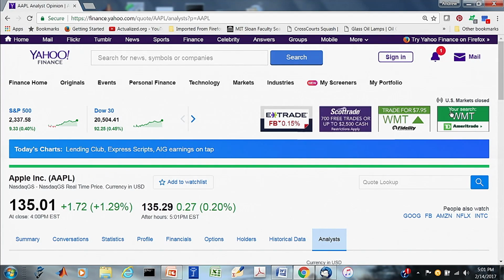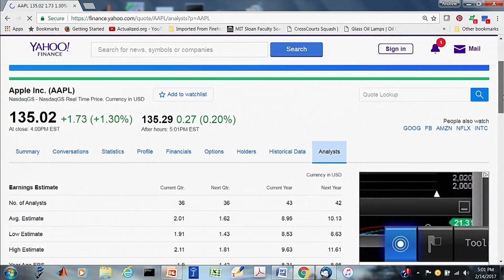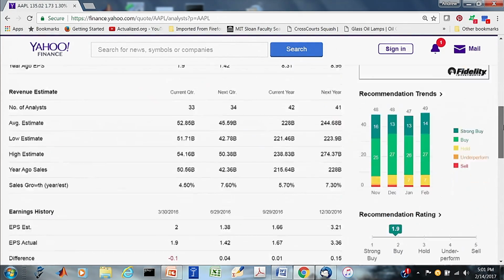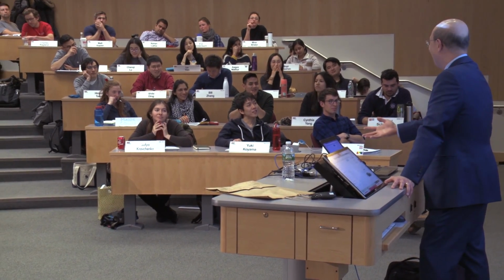So let's take a look at Apple. I think you'll be surprised. So Apple's growth rate for the next 5 years is estimated to be 9.25%. That is insane. The largest company in the world. I guess there's a reason that they're the largest company in the world. They produce stuff people want to buy.